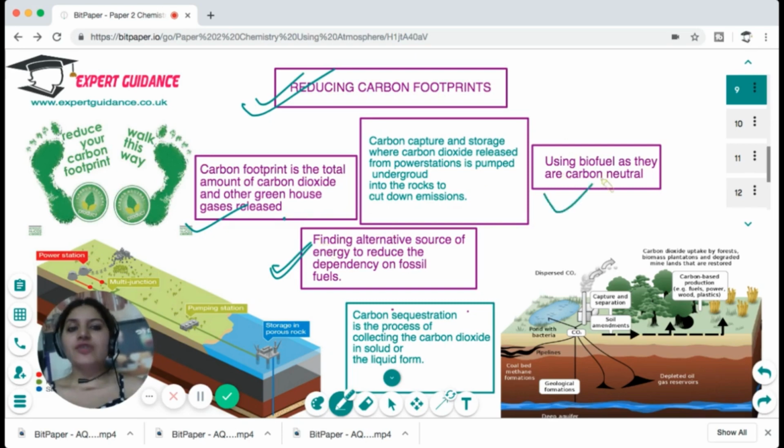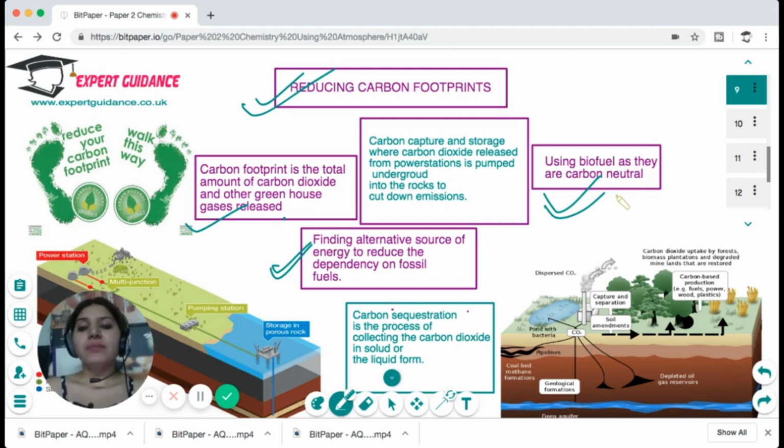Then we can use biofuels to make the fuels, because biofuels are carbon neutral. Biofuels also burn and release carbon dioxide. But since they are plant-based, the plants have already used up carbon dioxide from the atmosphere, and they release the same amount of carbon dioxide, so they're not adding any extra carbon.